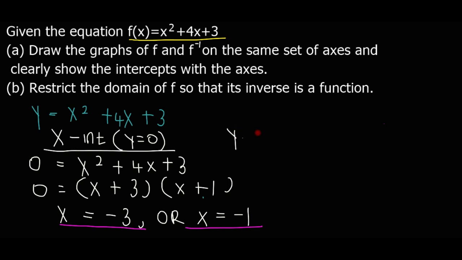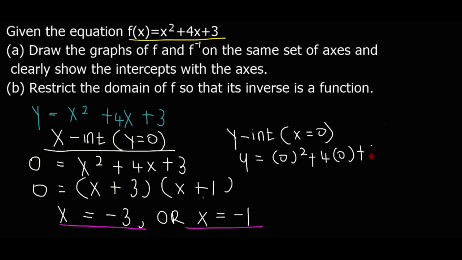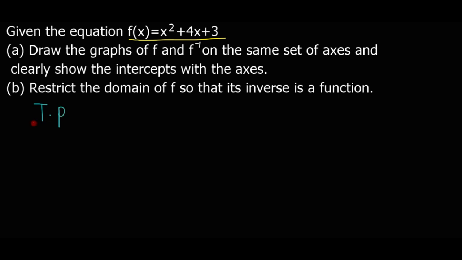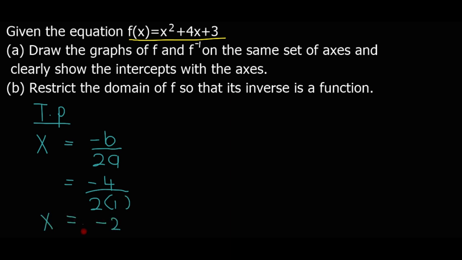And then now we will find the y-intercept. For the y-intercept, we let x be 0. So we have y equals 0 squared plus 4 times 0 plus 3. So our y-intercept is 3. And then now let's find the turning point. Finding the turning point, we use this formula for the axis of symmetry: x equals minus b over 2a. Our b is 4 and our a is 1. So our x value of the turning point is negative 2.